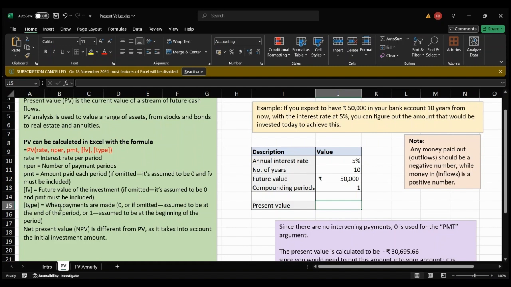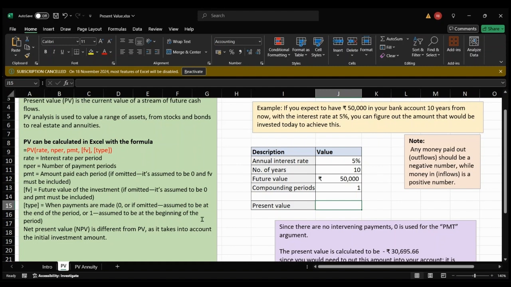Type. Type is when the payment is made. If payment is made at the end of the period, then we can put 0 or it can be omitted. If payment is made at the beginning of the period, then we have to put 1. One more thing we have to understand here is that net present value, NPV, is different from PV, because NPV takes into account the initial investment amount, which PV does not.